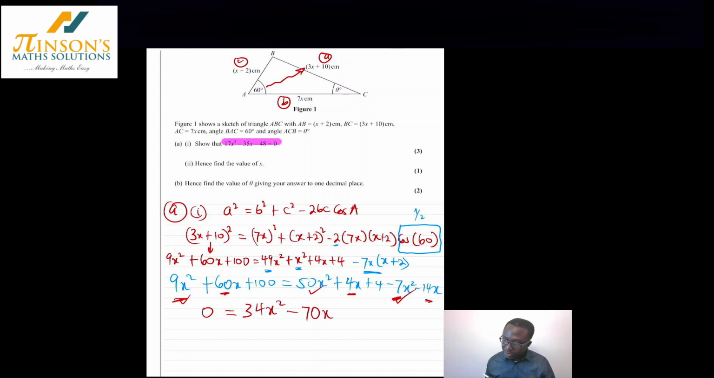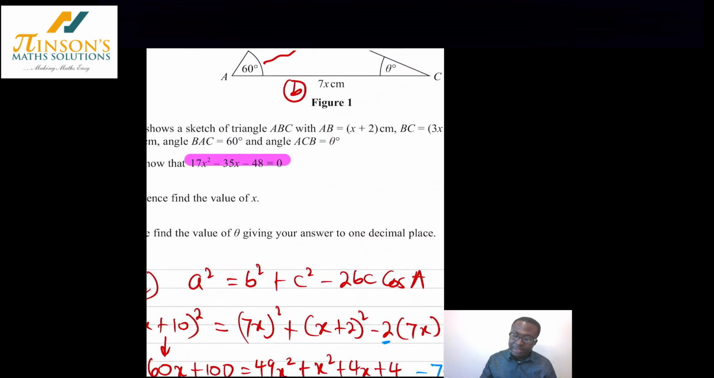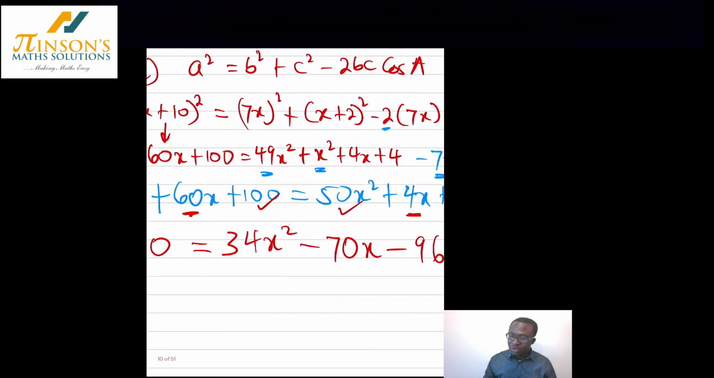Okay, so we got that one as well. And then the last bit is the 100 and the 4. So we're going to have 4 take away 100, which is minus 96. Now you notice that they want us to have 17x squared minus 35x minus 48 equals 0. And it looks as though we've not got it, but it is there.